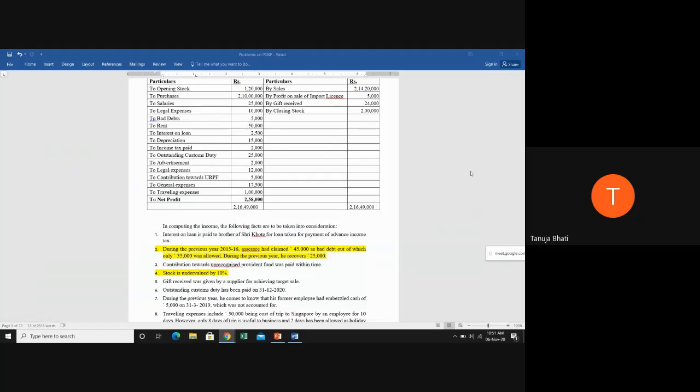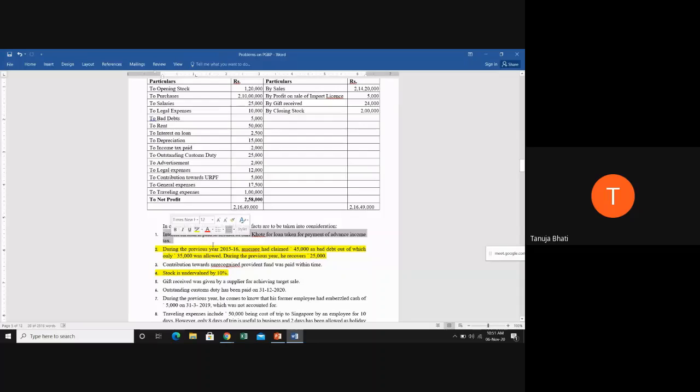Okay, is it clear? Is this rent portion clear? Yes, ma'am. Okay, next, interest on loan. Interest on loan is 2,500. But let us see if some additional information is given. Assuming it is a business expenditure, we would have allowed it.